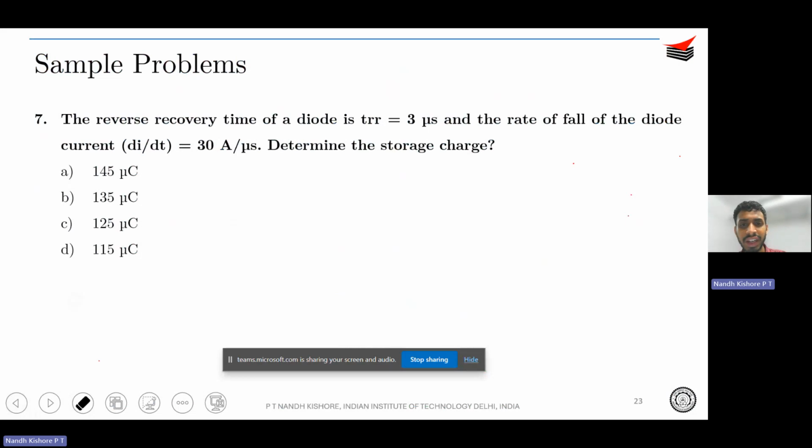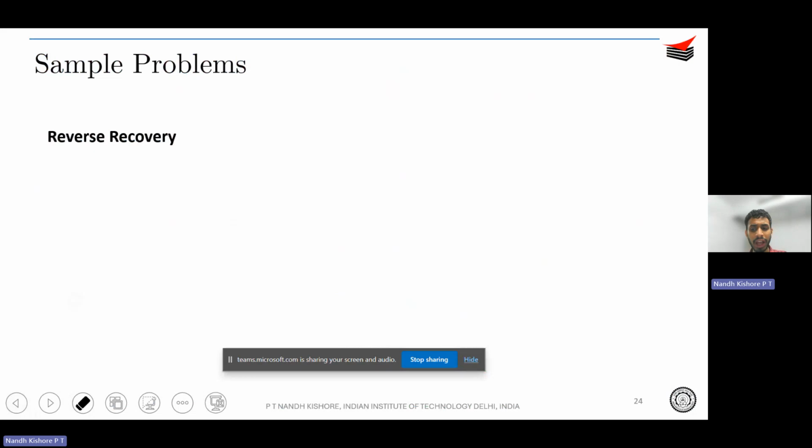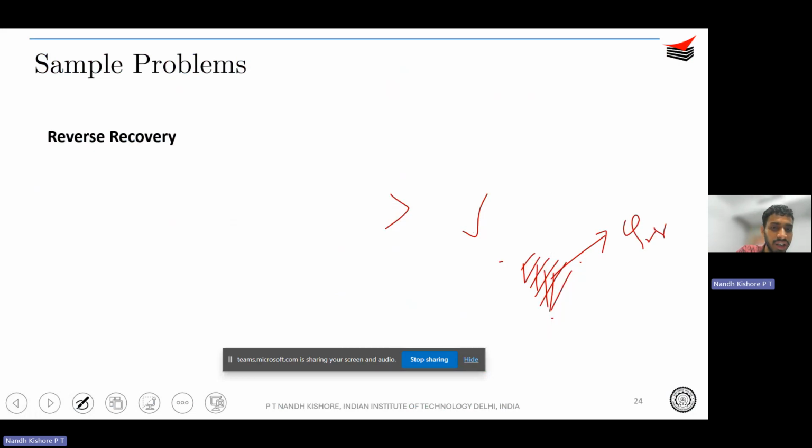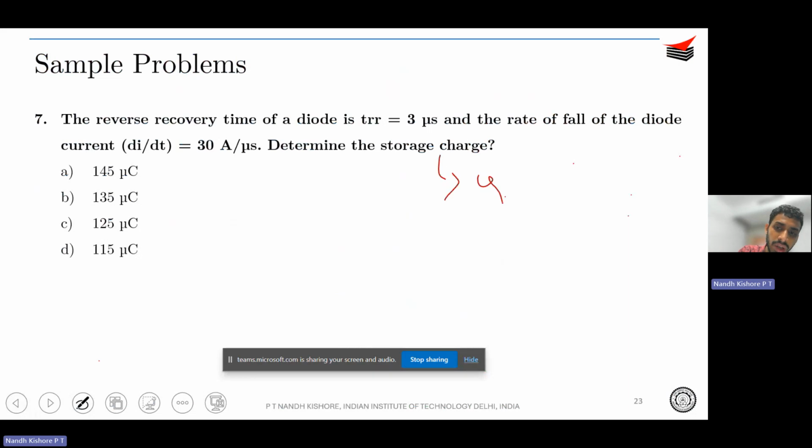So the reverse recovery time is given and the di/dt is given. What happens in reverse recovery is basically this: when you turn off the diode, the forward current falls to zero, and after that it goes to a negative peak, which is called IRR, and then it comes back to zero. The area over here gives your stored charge, QRR. They are asking what is QRR in this question.